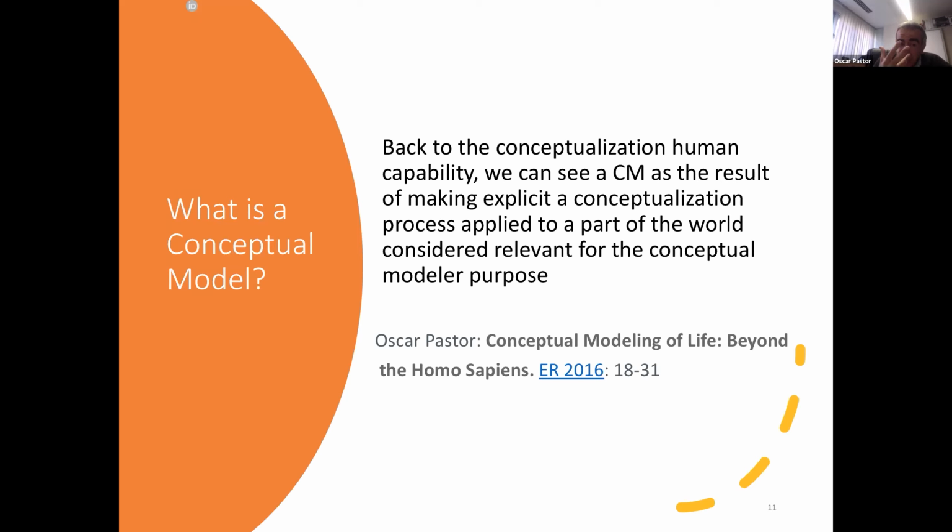It is in our brains, but we don't outsource it. We don't make it explicit. We don't put it into black over white to share with others the common understanding of a domain. So this is why I see a conceptual model as the result of making explicit a conceptualization process that is applied to a part of the world that is relevant for the conceptual modeler's purpose.